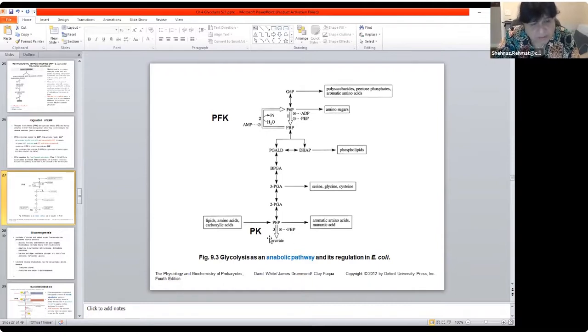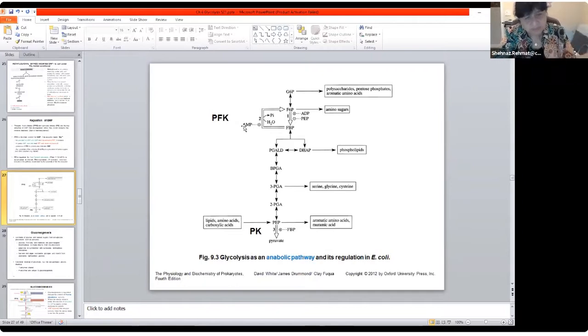So here is another enzyme, that is the PK enzyme, and here's the PFK enzyme. The PK enzyme is being positively regulated by what? This fructose bisphosphate. So you know this is a feed-forward regulation, whilst this was a positive and a negative regulation on the enzyme called PFK.